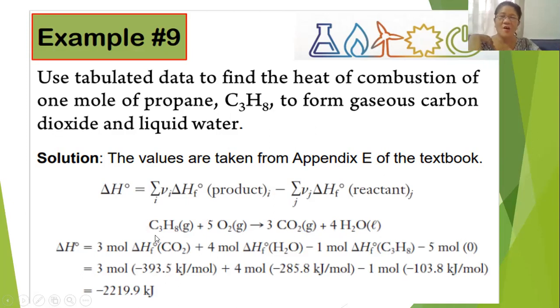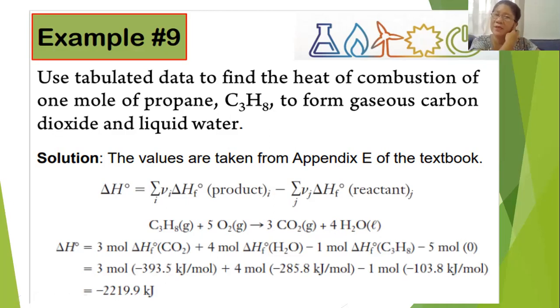So how many carbon? 3. So add a coefficient of 3 here. Then, how many hydrogen? 8. So each water has 2, so you need a coefficient of 4 to make it 8. So balance it now.